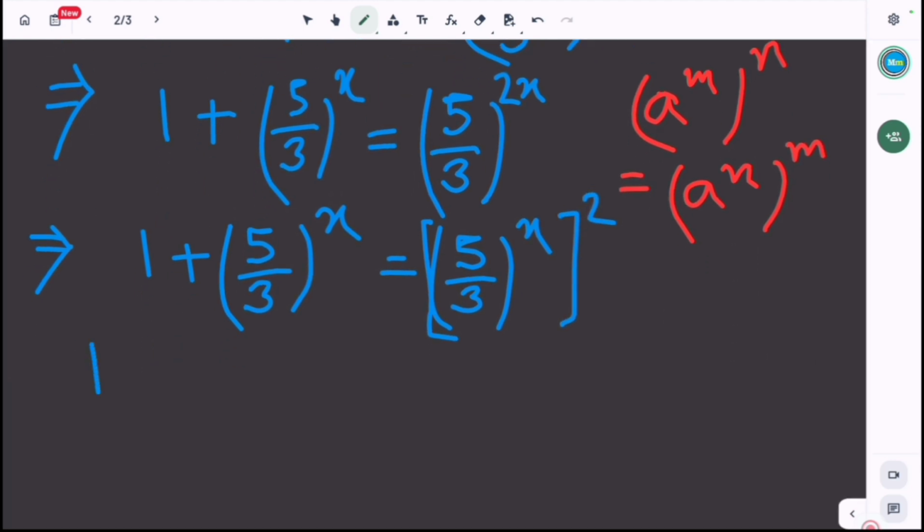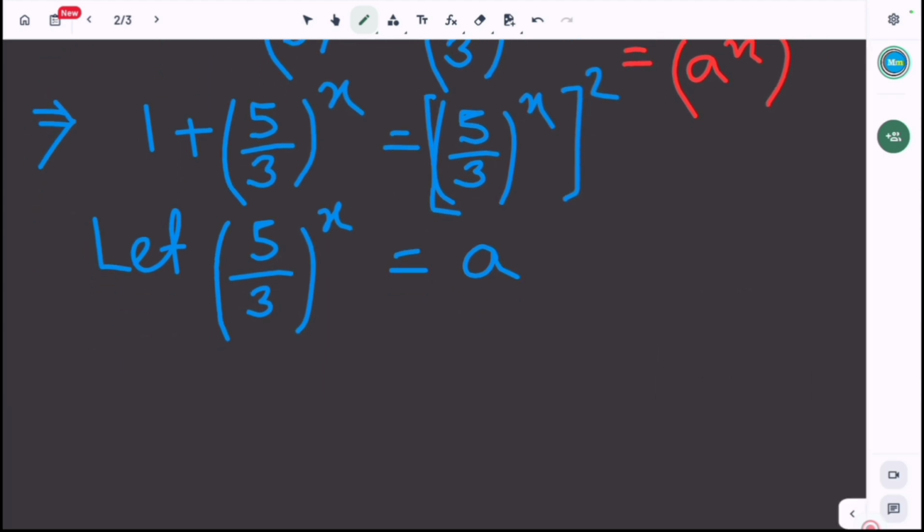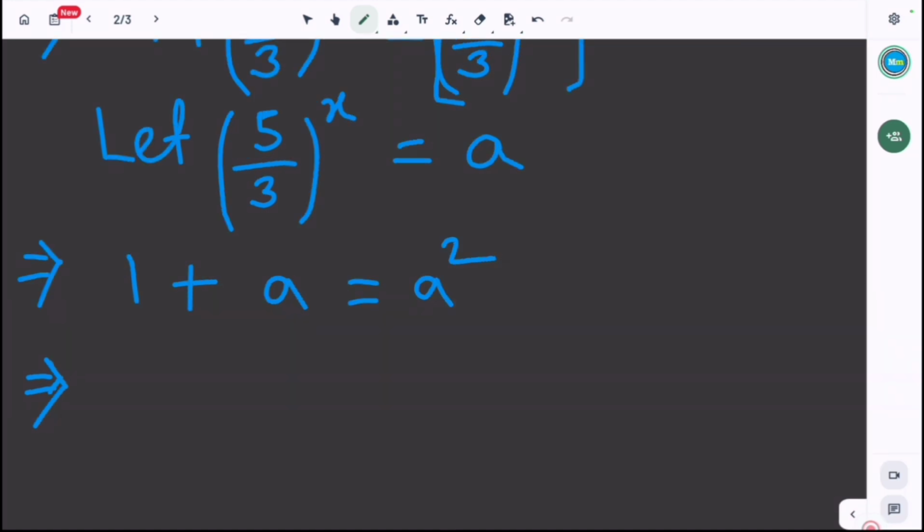Now let (5 by 3) whole to the power x equal a. Now the equation converted to 1 plus a equals a square. Then a square minus a minus 1 equals 0. We get a square minus a minus 1 equals 0.